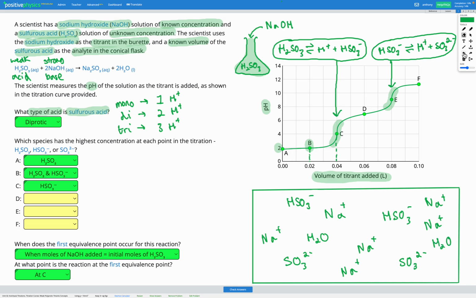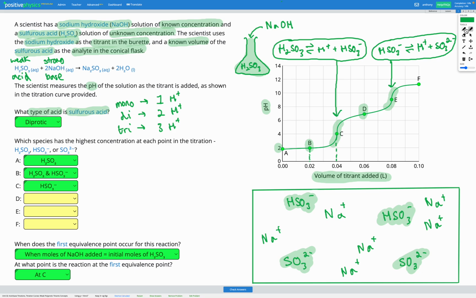Again, I'm not going to show the H2O on my diagram just to keep it simple. So there, again, we added half as much NaOH again as we had initially H2SO3. That reacted with half of the HSO3- that we had. So now we have 2 HSO3- ions and 2 SO3 2- ions. So we've got an equal amount of HSO3- and SO3 2-. So that's what's happening at point D.